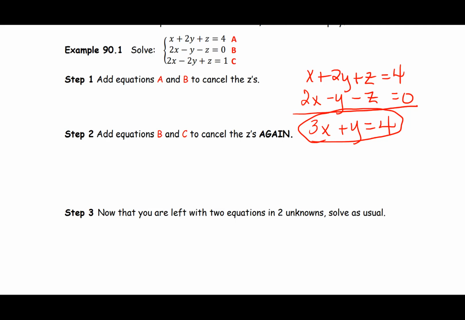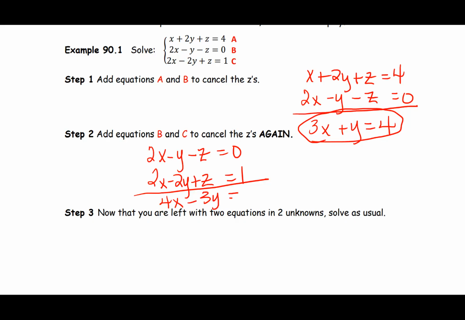Now, if I take B and C and I cancel the z's again, then I'm good to go. Don't try to cancel something different. Don't look at B and C and say, oh, look, I'll just subtract those and the 2 x's will disappear. Don't do that. Eliminate the same variable. So I'm going to take B and C, and I'm going to eliminate those z's again. So we've got 2x minus y minus z is 0, and 2x minus 2y plus z is 1. I'm going to add those together, and I'm going to have 4x minus 3y is equal to 1. So that is my second equation with two unknowns.